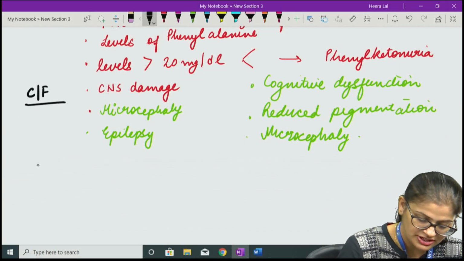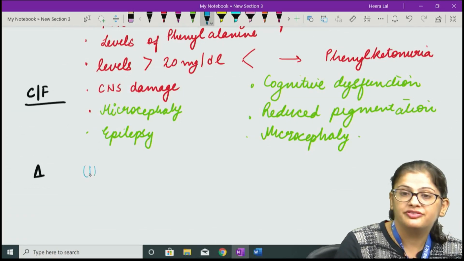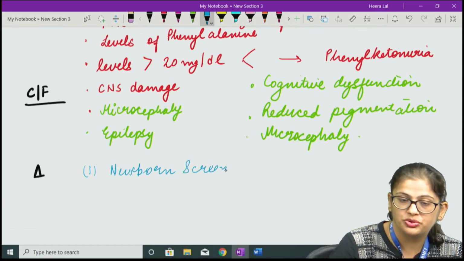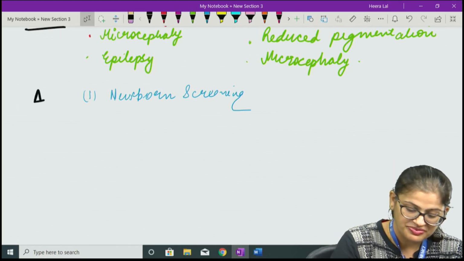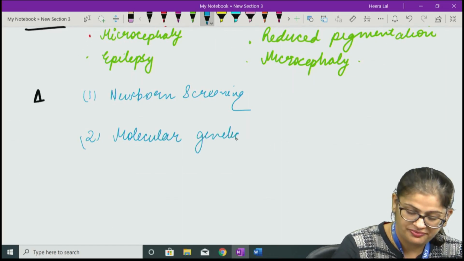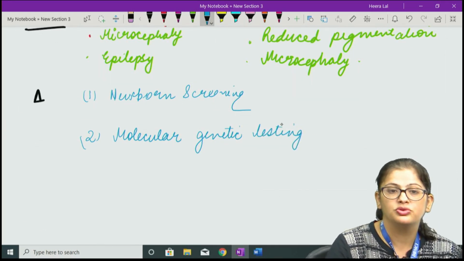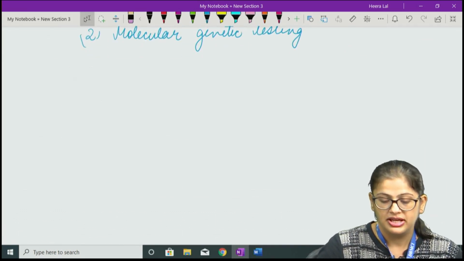And how can you make the diagnosis? Well, in some countries, they have adopted newborn screening for phenylketonuria so that this disorder is picked up in the neonatal period itself, or it can also be diagnosed on the basis of molecular genetic testing, so by identifying the mutation. By both these methods you can diagnose phenylketonuria, and the condition can be treated by restriction of phenylalanine in the diet.